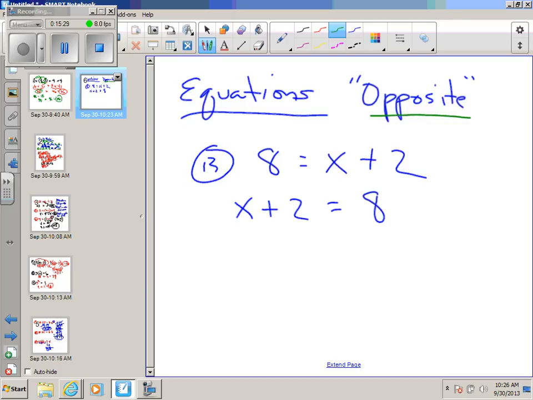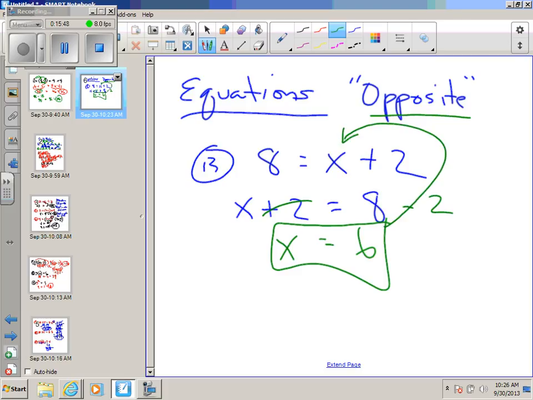Why would I subtract 2? Because I'm currently adding 2. So the opposite would be to subtract 2. Subtract 2 from there, I'm left with just x on that side. Subtract 2 from the 8, I'm left with 6. How do I know for sure 6 is going to be my solution? Plug it in. 6 plus 2, does it equal 8? Yes, it does. So you want to make sure we take care of opposites there.